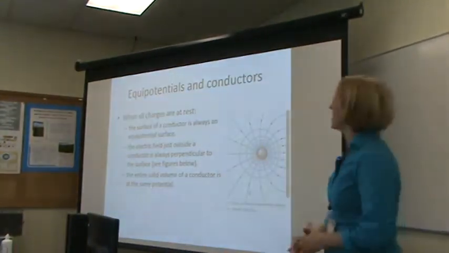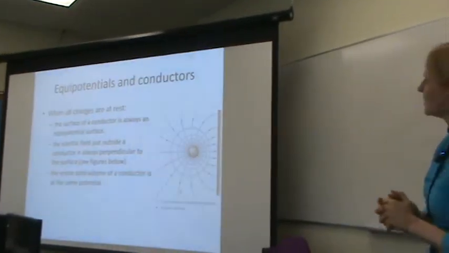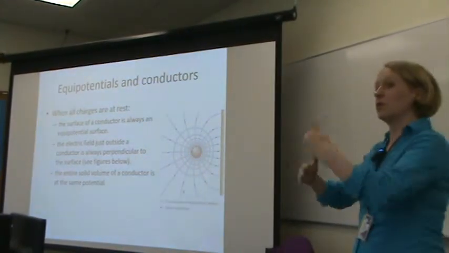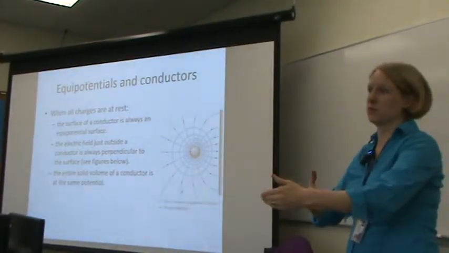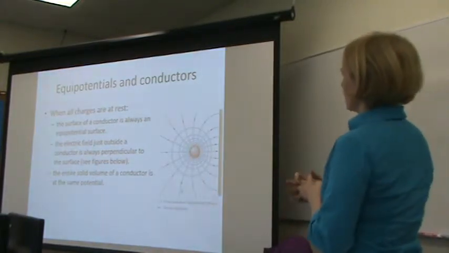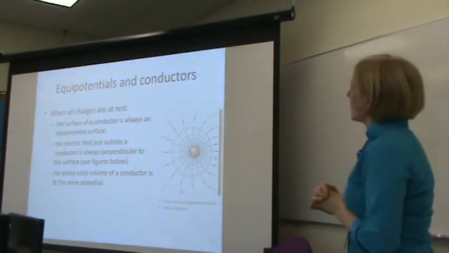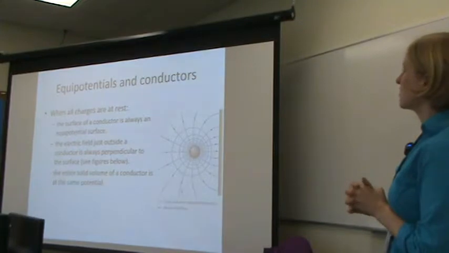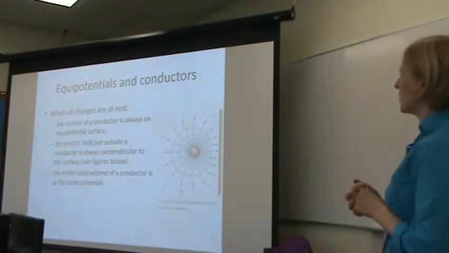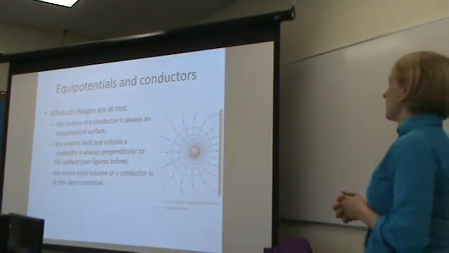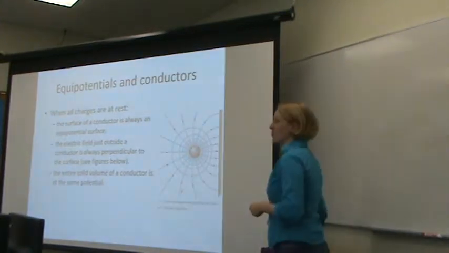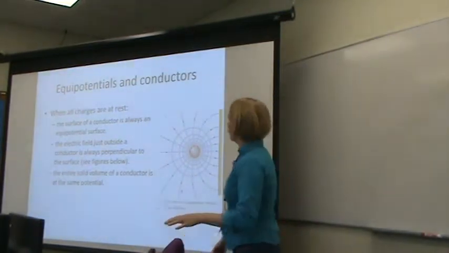So the next topic is equipotentials and conductors. This is kind of working our way towards capacitors. That's what we're going to finish with today. When all charges are at rest, the surface of a conductor is always an equipotential surface. That means that the voltage at all points on that surface is the same.